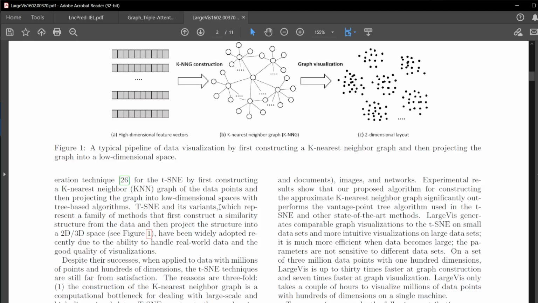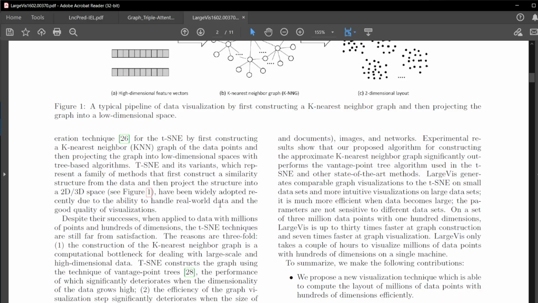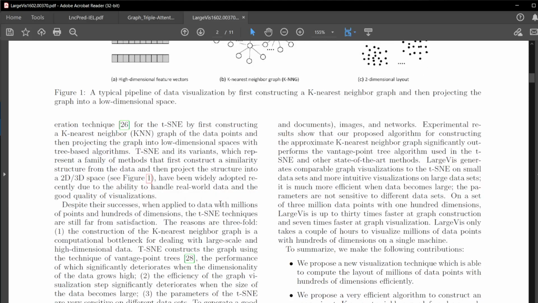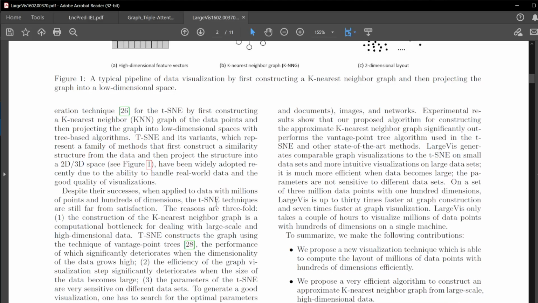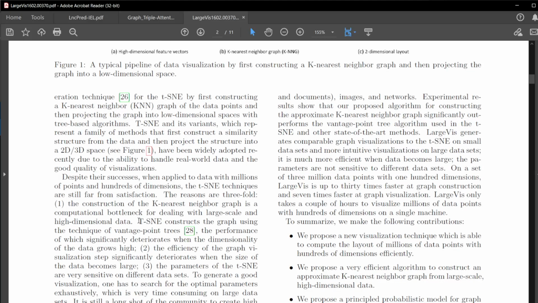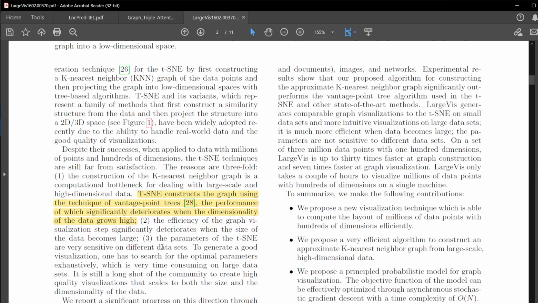1. The construction of the k-nearest neighbor graph is a computational bottleneck for dealing with large-scale and high-dimensional data. t-SNE constructs the graph using the technique of vantage point trees, [28], the performance of which significantly deteriorates when the dimensionality of the data grows high. 2. The efficiency of the graph visualization step significantly deteriorates when the size of the data becomes large. 3. The parameters of the t-SNE are very sensitive on different data sets. To generate a good visualization, one has to search for the optimal parameters exhaustively, which is very time-consuming on large data sets. It is still a long shot for the community to create high-quality visualizations that scale to both the size and the dimensionality of the data.